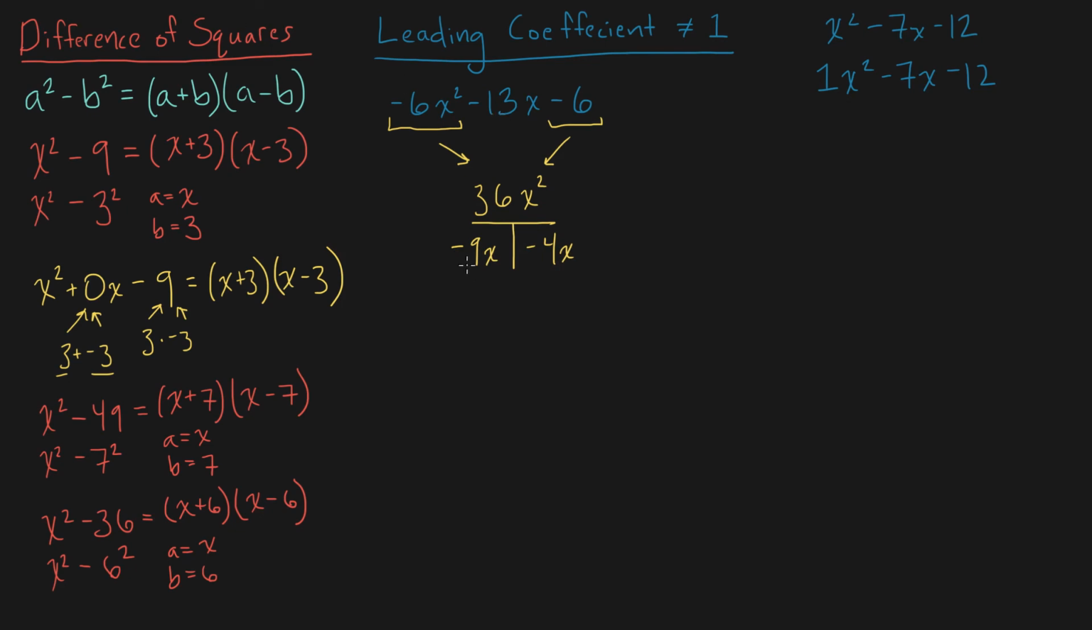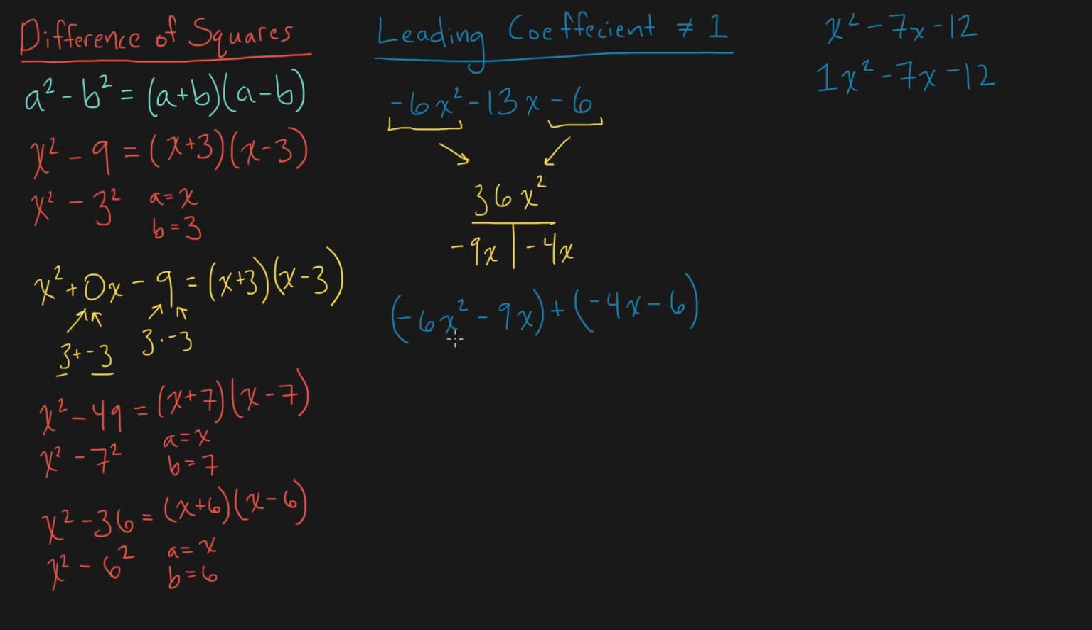Now what I want to do is take negative 9x and negative 4x and combine it back with these two terms that are underlined here. So let me show you what I mean by that. I'm going to rewrite this expression here as negative 6x squared subtract 9x. And then I'm going to put this in parentheses, and then we're adding to what's contained in these parentheses, negative 4x subtract 6.